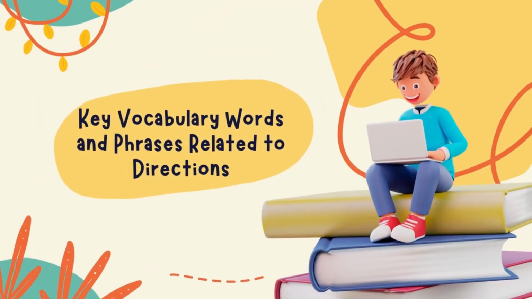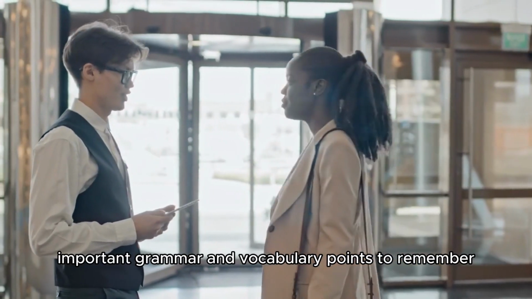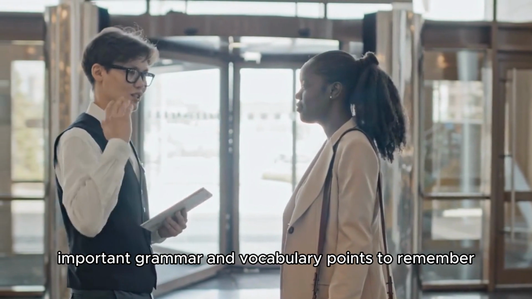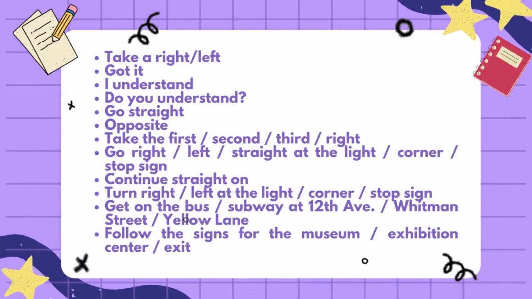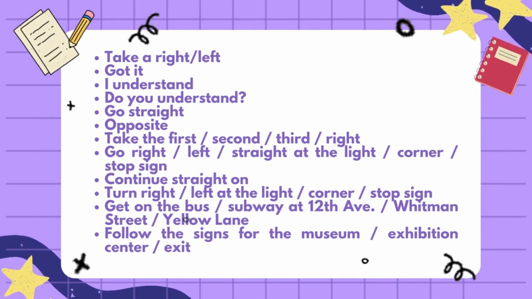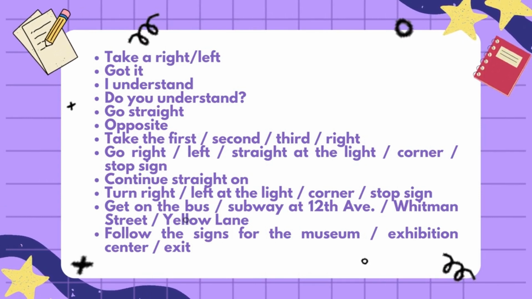Key vocabulary words and phrases related to directions. There are a few important grammar and vocabulary points to remember when asking for and giving directions. Take a right. Left. Got it. I understand. Do you understand? Go straight. Opposite. Take the first. Second. Third. Right. Go right. Left. Straight at the light. Corner. Stop sign. Continue straight on.